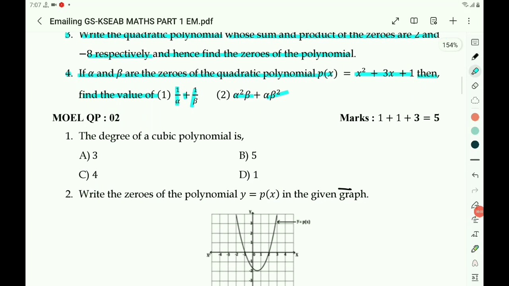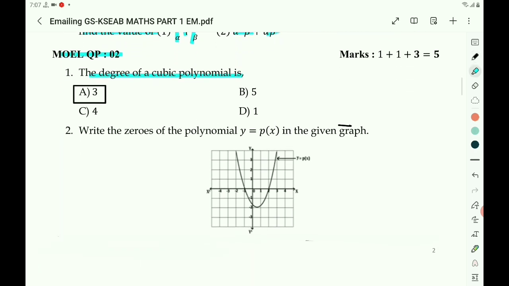Next let us take the questions from the model question paper 2. First question, the degree of the cubic polynomial is. The degree of the cubic polynomial is 3. Degree of cubic polynomial is 3.